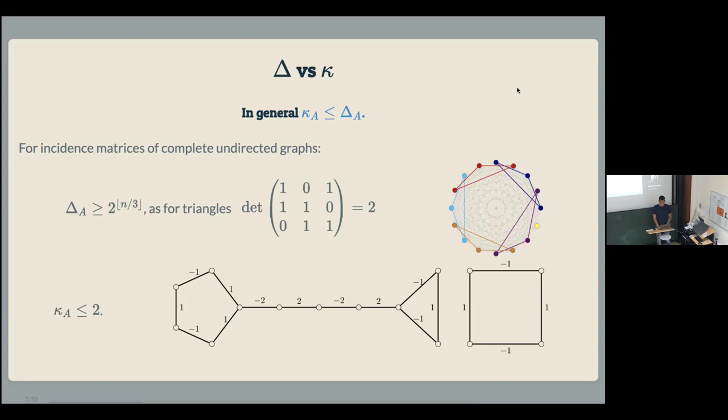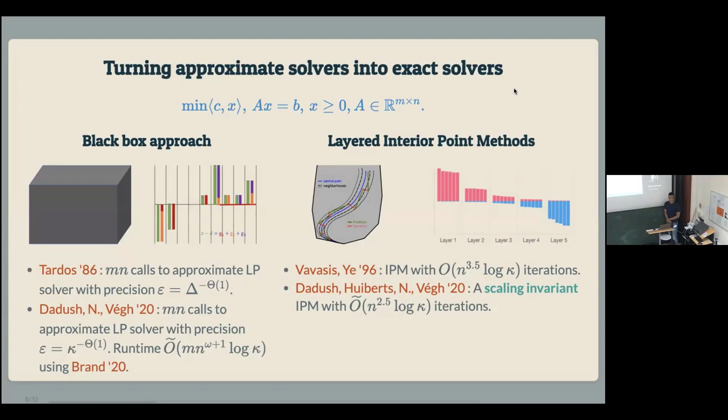So now that we have a good intuition about the condition numbers, let me actually state the results that I want to present in both regimes. In the black box regime, it's essentially what I just said. From Tardos' framework in terms of delta, we go to kappa. And on the interior point method side, we augment the framework by Vavasis and Ye, and show that we need order n fewer iterations. And we use a scaling invariant version whose relevance will become clear later in my talk.